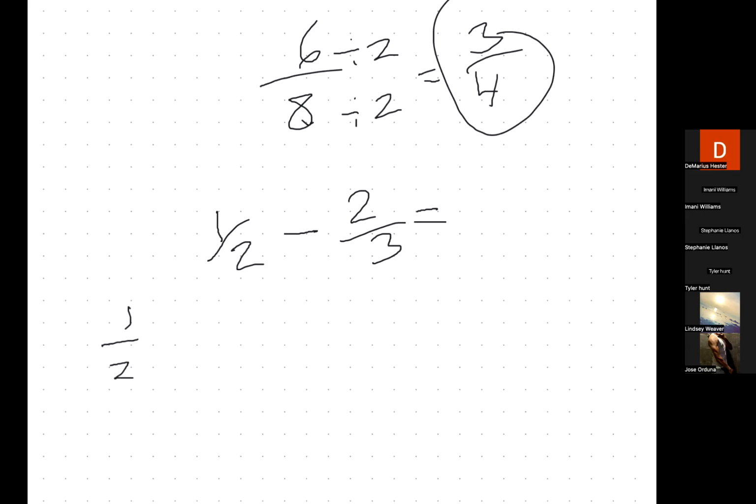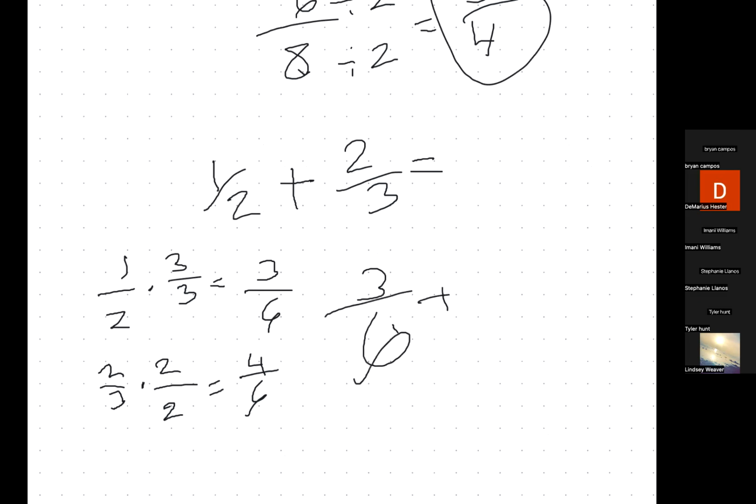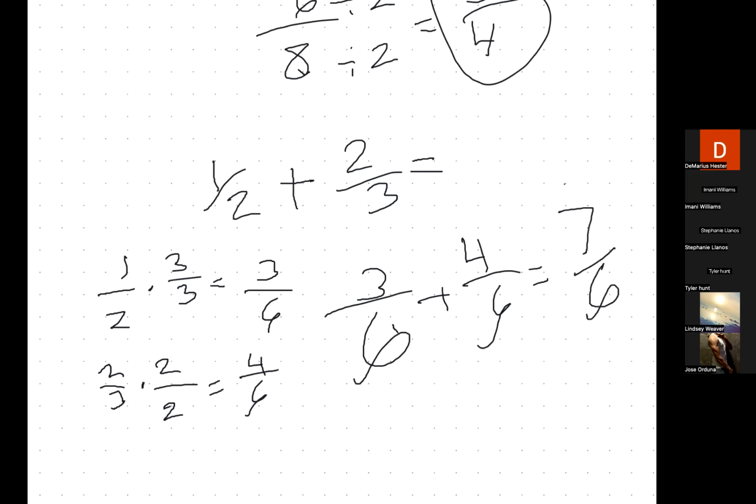So 1/2 and 2/3. We can multiply this one by 3 over 3, which is 3 over 6. We can multiply this one by 2 over 2, which is 4 over 6. So now, I actually meant to make this a plus. So pretend that's a plus. So now we have 3 over 6 plus 4 over 6, and we get 7 over 6 for our answer.